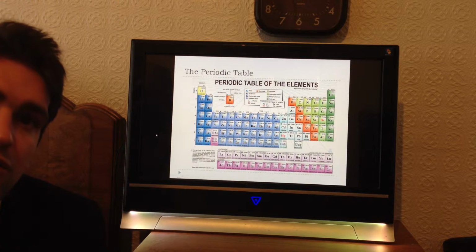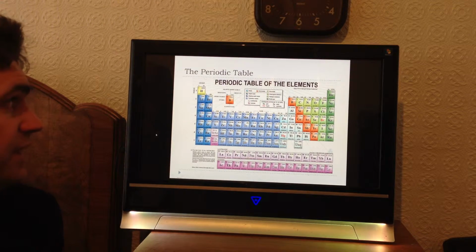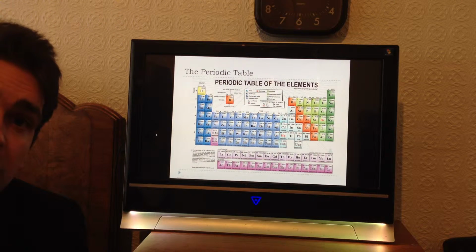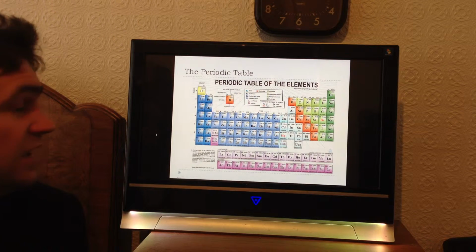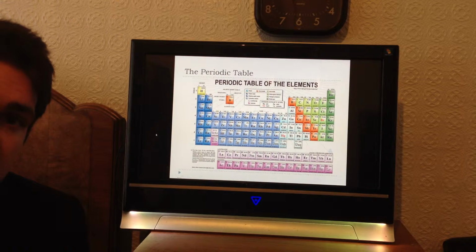These elements are arranged in increasing atomic number, the number of protons, in what's called a periodic table. The periods, or rows, on the periodic table are the orbits, or shells, the electrons inhabit. The groups, the vertical columns, correspond to the number of electrons in that orbit, or shell.